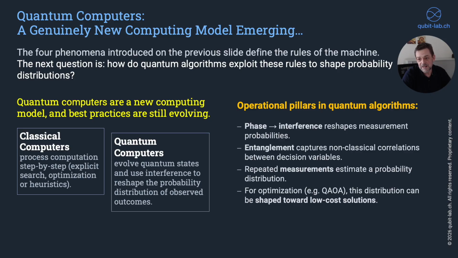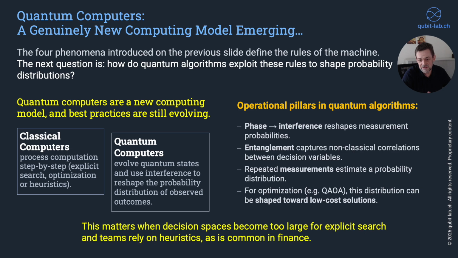Operational pillars in quantum algorithms. So what's basically the key content of quantum computers, the key drivers? It's phase and interference to select and mark candidate solutions. Then entanglement for correlations. Repeated measurements to gather probability information. We'll have a look at that in a minute. In an example, shaping the probability information towards low-cost solutions, and low-cost here in terms of a cost function. So we are looking for optimized solutions.